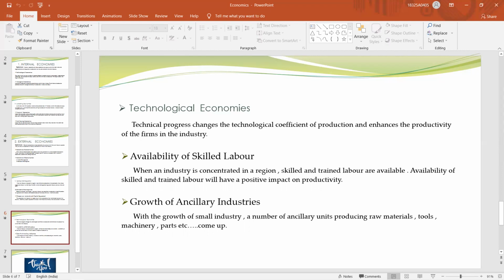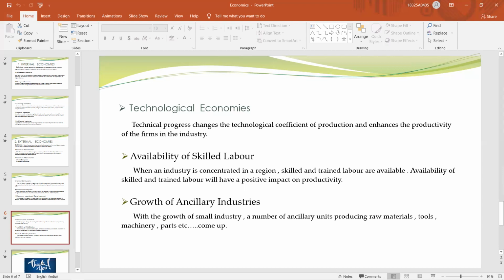And availability of skilled labor. When the industry is concentrated in a region, they can get skilled and trained labor. The availability of skilled and trained labor will have a positive impact on productivity, as the skilled laborer knows everything. He helps in production so that the output will be more.